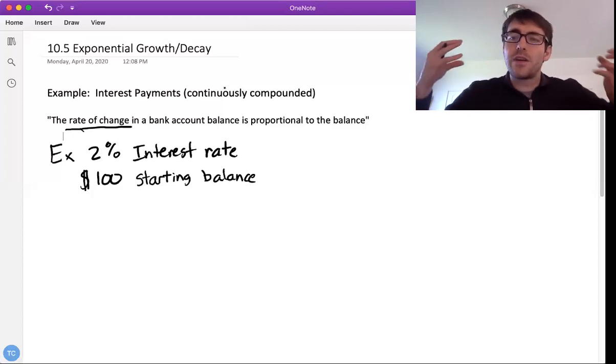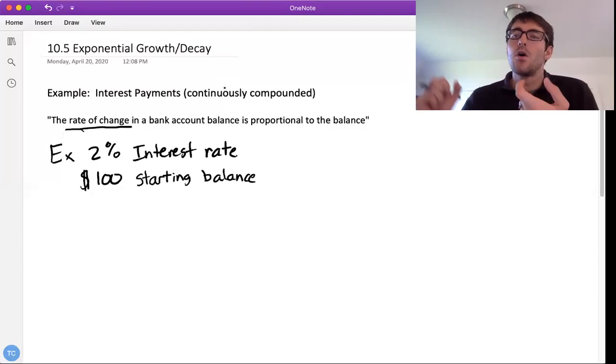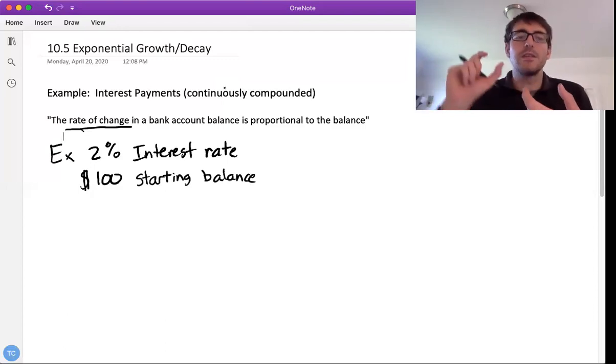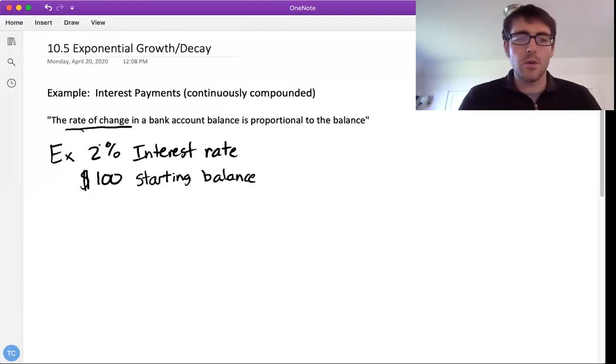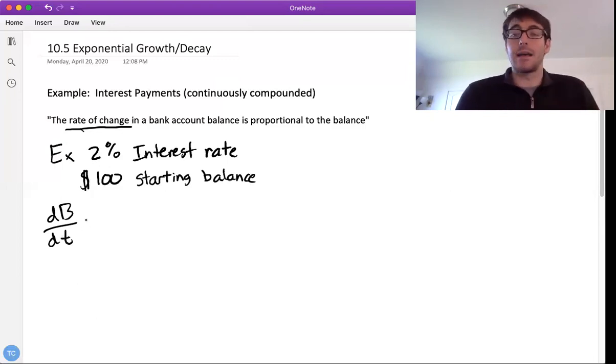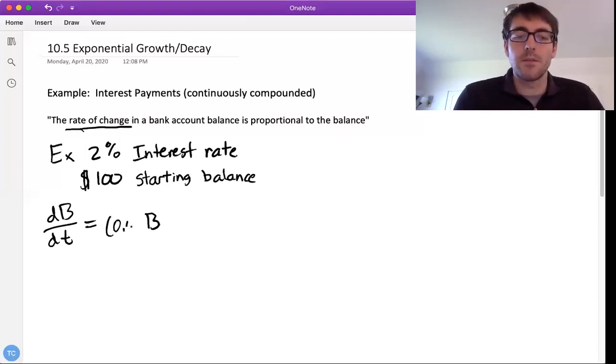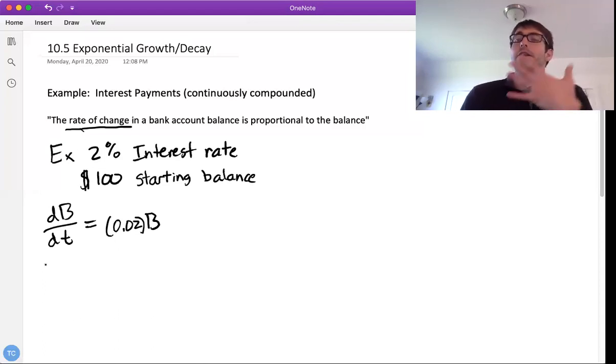What we're saying is that if we currently have $100 in there, then the rate of increase is 2% of that. If we had $1,000, it's going to be 2% of that. So in other words, the rate of change, as in how much money is getting added into the account over time, is equal to some number times the balance itself. So in this case, if it's a 2% interest rate, this number is 0.02. Okay, so what we have here is a differential equation.